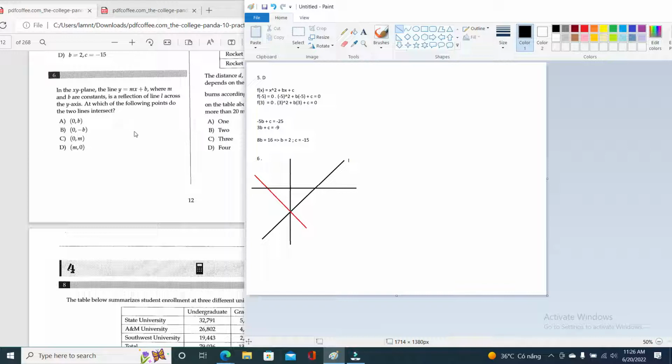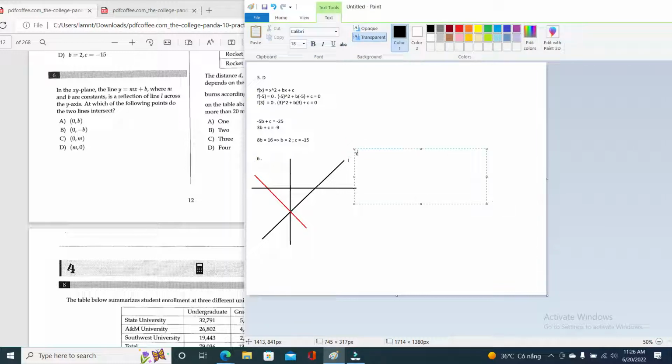At which of the following points do these two lines intersect? You can clearly see that they are going to intersect at the intersection of the line y equal to mx plus b with the y-axis. So let's go with line L. L intersects the Oy axis where x equal to 0, y equal to b.